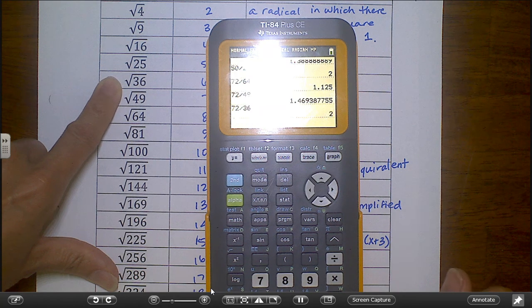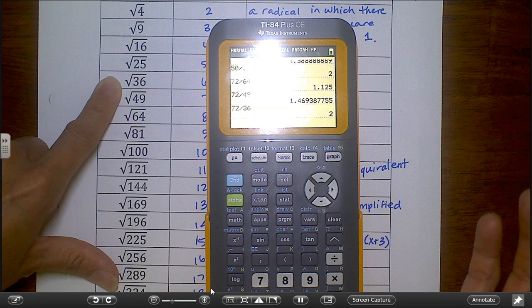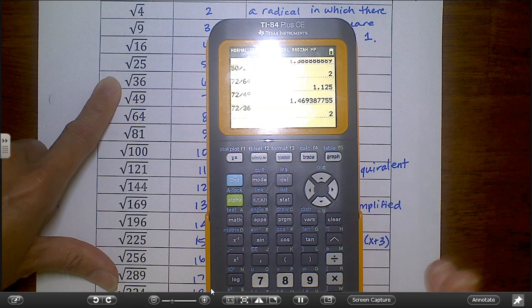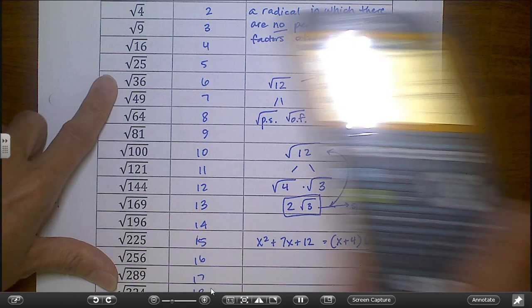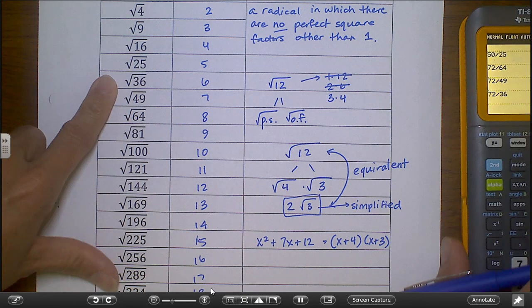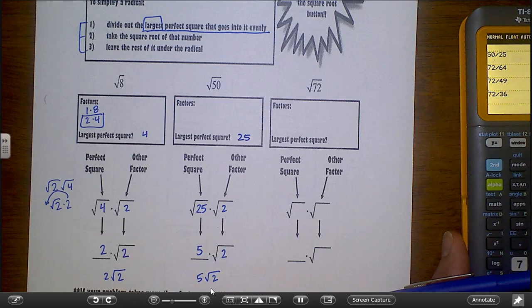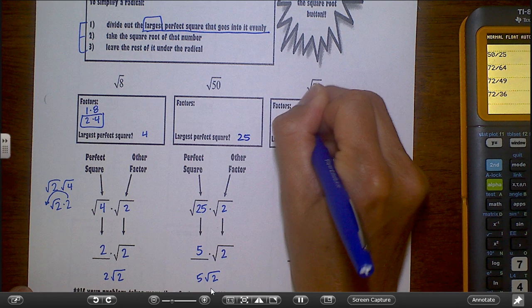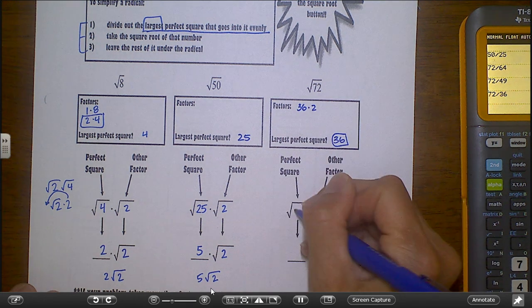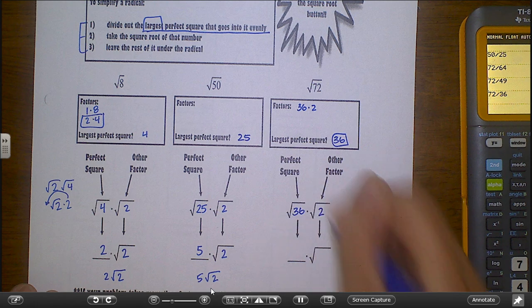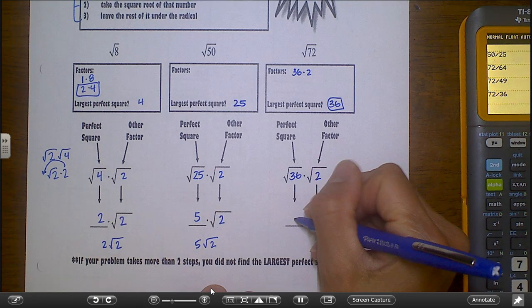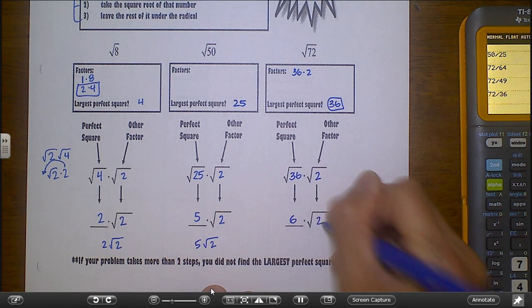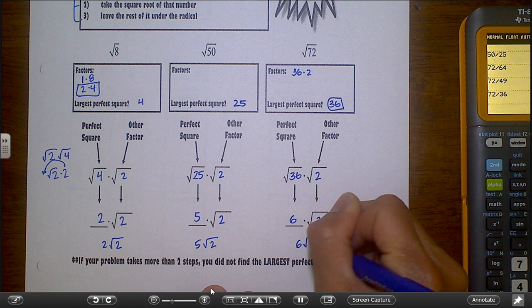And it's 2. And again, not all of these are 2. It just so happened that that's the way I wrote this, so I apologize. Don't think that that's always the case. So 72 is 36 times 2. So I put 36 in the perfect square, 2 in the other one. Take the square root of 36, which is 6, and then the square root of 2 stays the square root of 2, so it's 6 root 2.